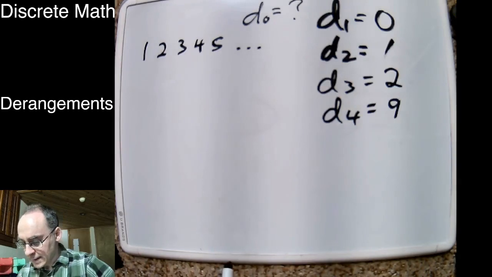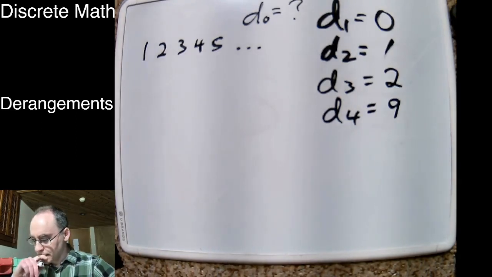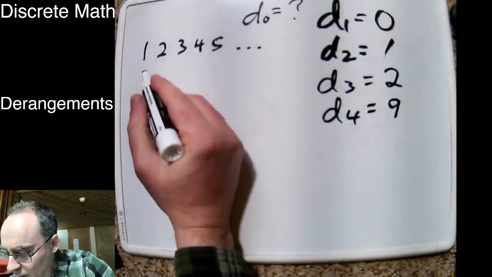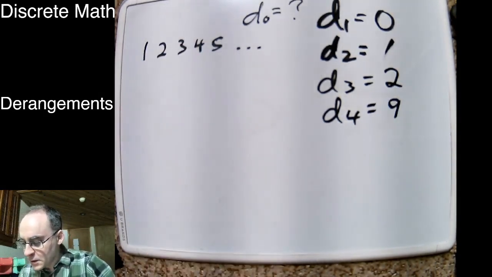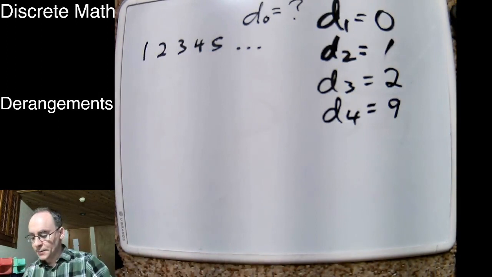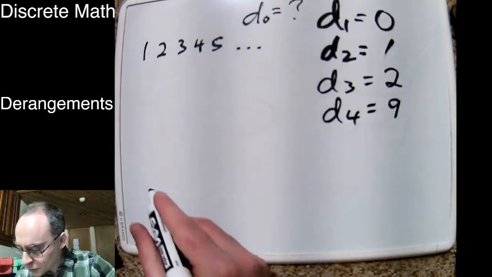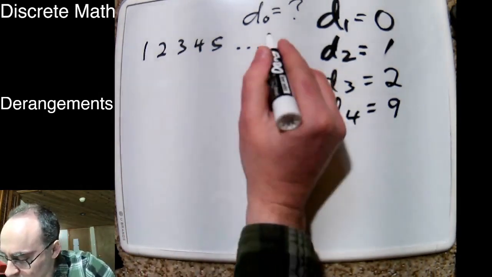So for example, I can't pick 1 for the first number, but I could pick any of the other numbers. So I've got n minus 1 choices there, if I go up to n here.